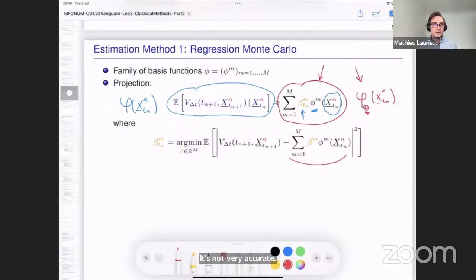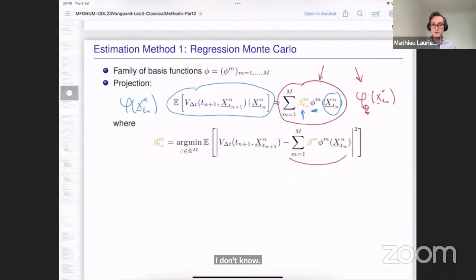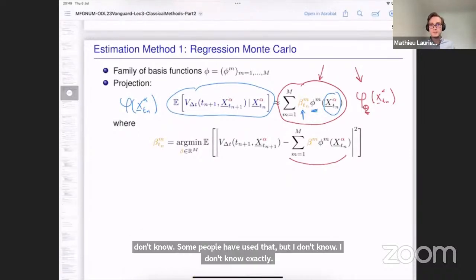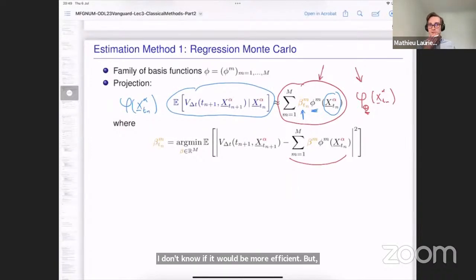What about Malliavin calculus? I think it's a good question. I'm pretty sure some people have used that, but I don't know exactly. I think that could be used. I don't know if it would be more efficient, but it's a good idea as well. If you have some references, I'm happy to discuss afterwards. Here I present just two methods, but I'm sure there are other methods to approximate conditional expectations. But in general, in high dimension, as far as I know, it's still a difficult problem.